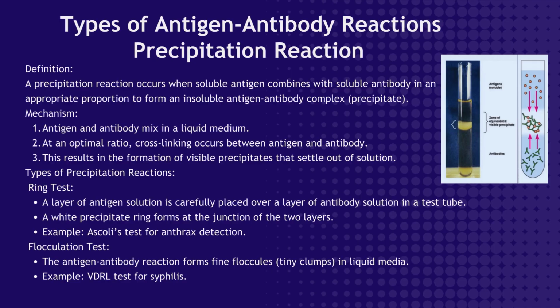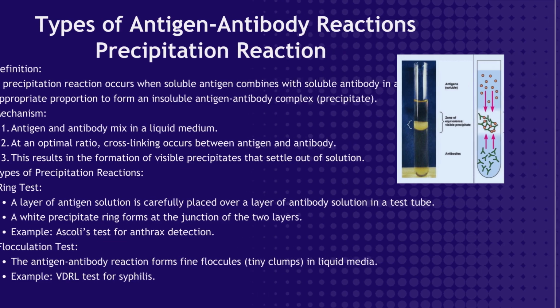Types of precipitation reactions. Ring test: A layer of antigen solution is carefully placed over a layer of antibody solution in a test tube. A white precipitate ring forms at the junction of the 2 layers. Example: Ascoli test for anthrax detection. Flocculation test: the antigen-antibody reaction forms fine floccules, tiny clumps, in liquid media. Example: VDRL test for syphilis.